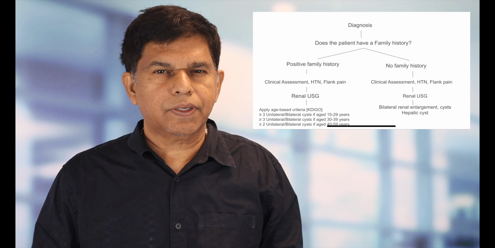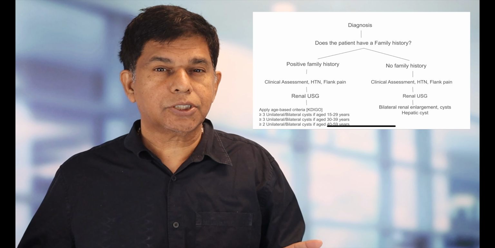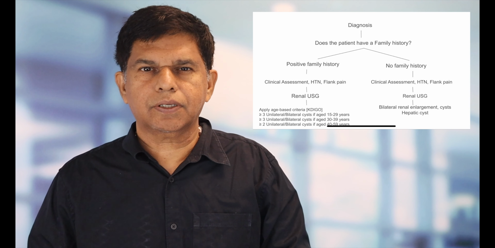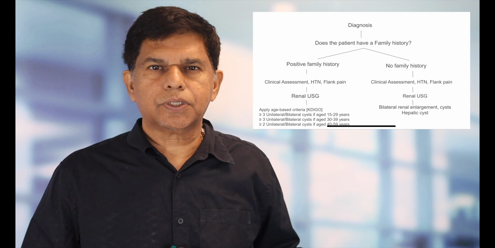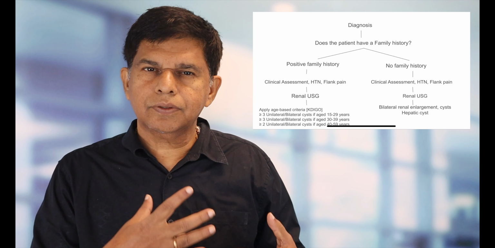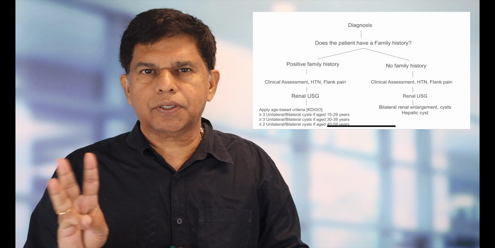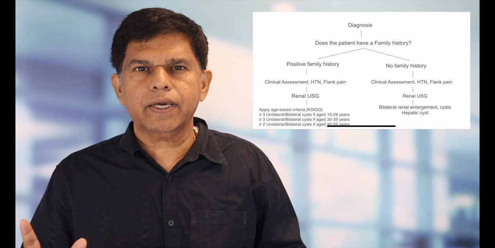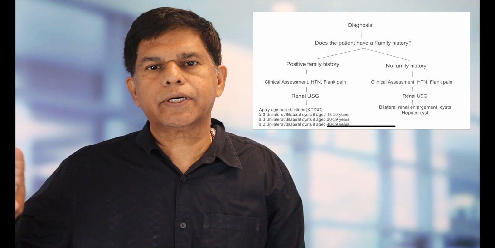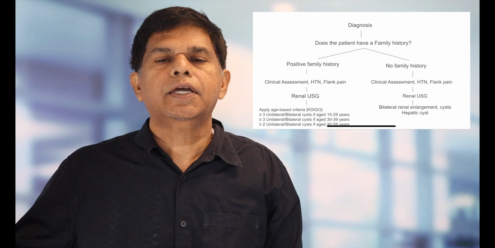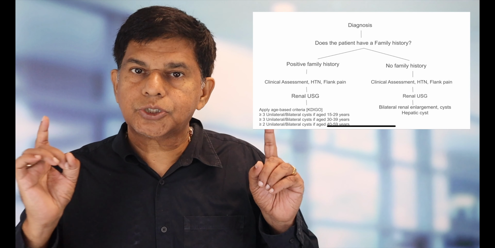Okay, now we have a nice diagram here, a flow chart. If you look at it, first you look at whether the patient has a family history. Okay, if there is a positive family history and the patient has hypertension and flank pain, you do the renal ultrasound, and then you go by the age-based criteria. If it is 15 to 29, 3 or more; 30 to 39, 3 cysts or more; when you're 40 to 59, you need only 2 cysts. Okay. Now let's look at the other arm. There's no family history. You have hypertension and flank pain. You did a renal ultrasound. You found bilateral renal cysts. You also look for what?